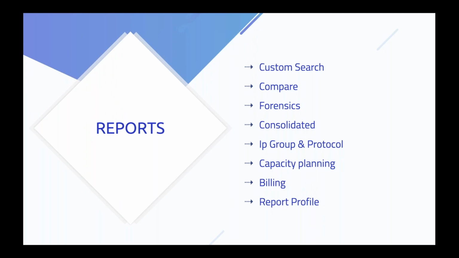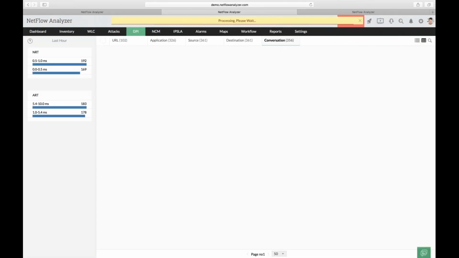And also we have the feasibility of a consolidated report in terms of IP group, interface group, or the application group that you can create. So let's focus on each and every report that is available in NetFlow Analyzer with a use case. Under the reports column, you have the feasibility of selecting all the reports that are available in NetFlow Analyzer, starting from capacity planning to consolidated reports.